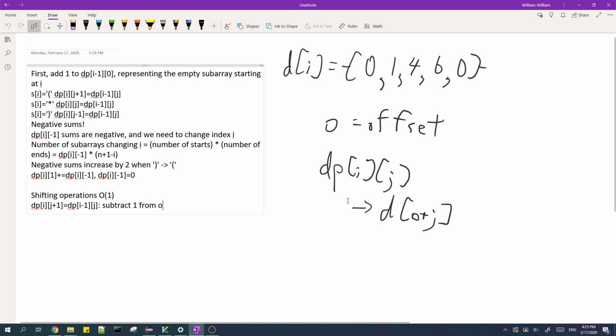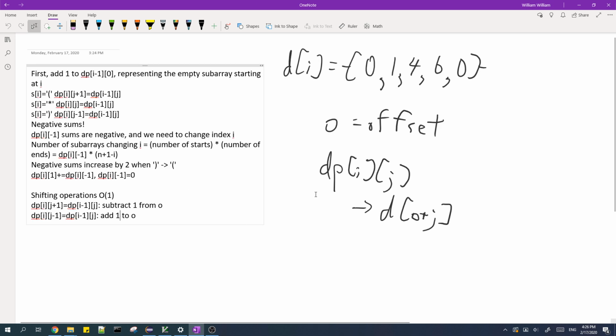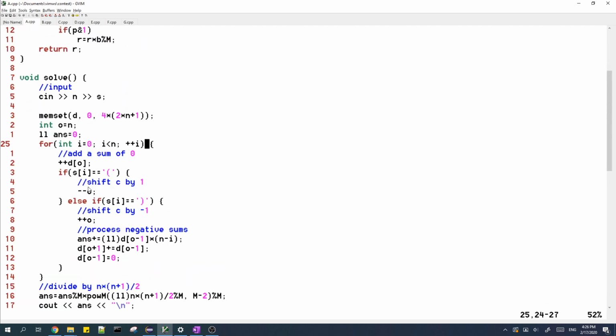And then when I want to subtract the sum by 1, I add 1 to the offset, so that when I query j minus 1, I get j from the previous array. Yeah, so this is pretty much it for the explanation, and I'll show you the code, which is really simple.